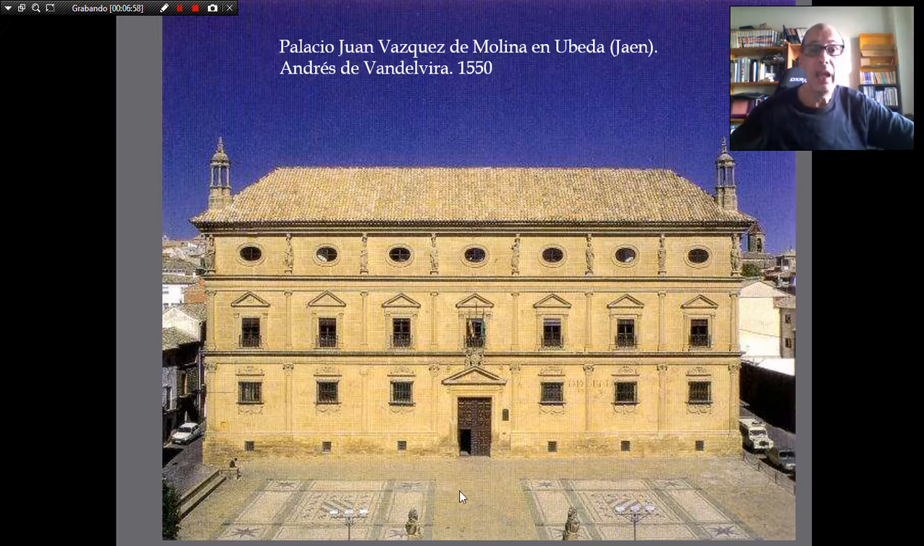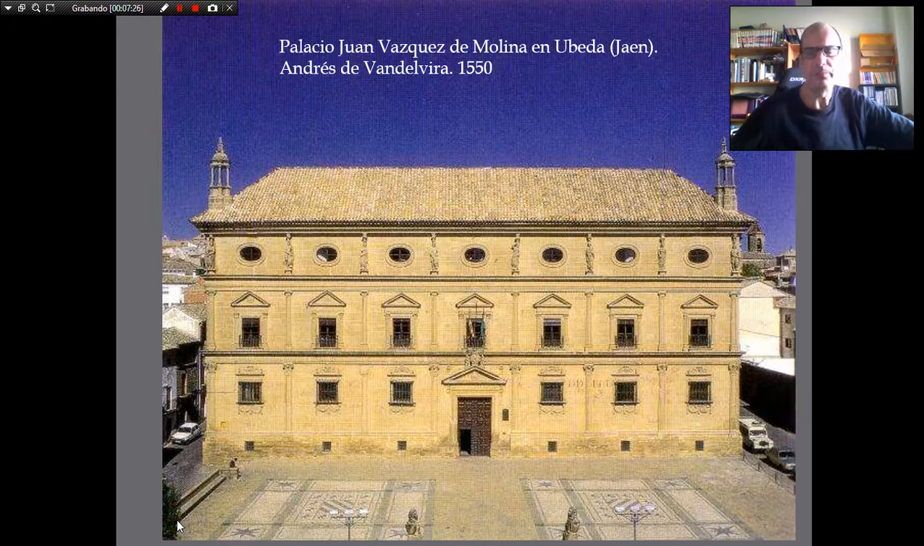Well, one interesting thing about this building is that Andrés de Valdelvira, who is the architect, is a manierism architect, and I told you manierism is trying to break the rules of Renaissance. Renaissance is trying to follow the Roman rules, rules not written. Remember, I told you, for example, things that they are breaking here.